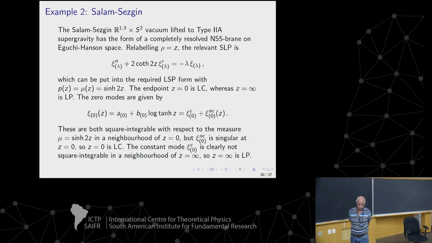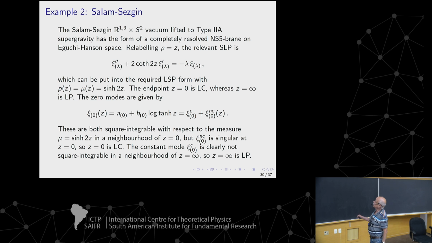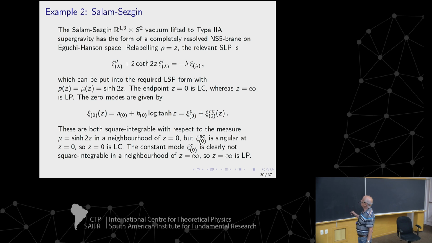But the non-constant part happens to be a singular one, so it's treatable. It's in fact not very singular, it's just a logarithm. But it fits into this Zettel classification. So we have Z equals 0 as limit circle. The constant mode, on the other hand, is not square integrable out at infinity. So that's the one you throw away. You want to keep the non-constant mode, and you have a limit point situation with one still good eigenvalue, but you have to take the non-constant one here.